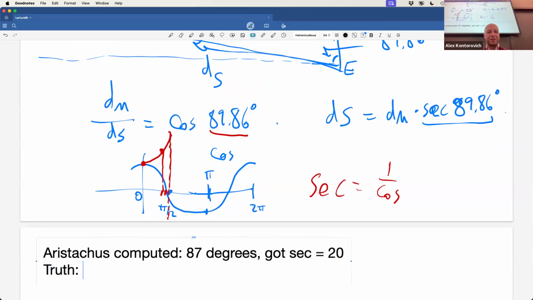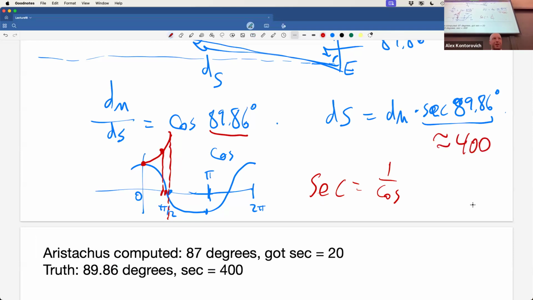And the truth today, as we understand it today, is 89.86 degrees. And the secant of that is like 400. So remember that number 400. I said the distance to the sun is 400 times the distance to the moon. That's what gives us this calculation. So this secant is around 400 in actuality. Does that make sense? Everybody see how we got that? So just from measuring this one angle at the half moon, we get another little piece of information, which is the relative distance to the sun versus the moon.